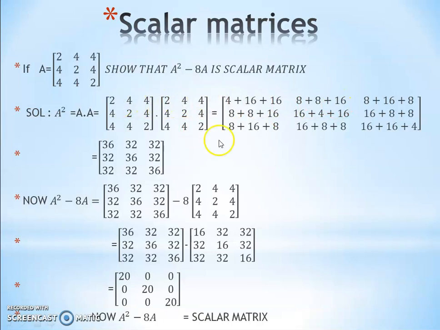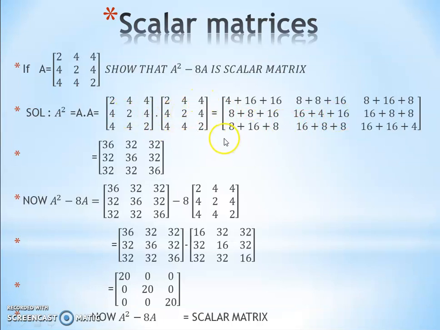Now first row, last column. 2 into 4, it is 8. 4 into 4, 16. 4 into 2, 8. Now second row, first column. 4 into 2, 8. 2 into 4, 8. 4 into 4, 16. Now the second row, middle column. 4 into 4, 16. Next 2 into 4, 8. 4 into 4, that is 16.